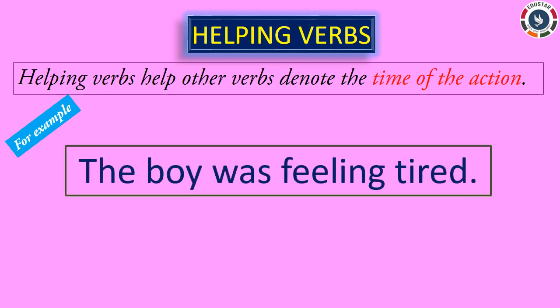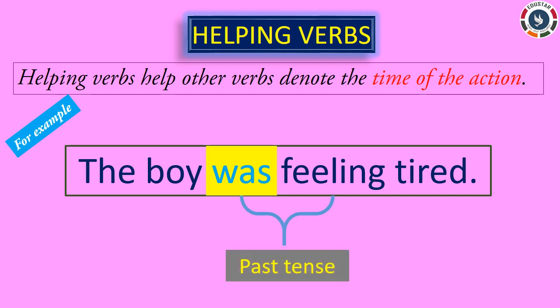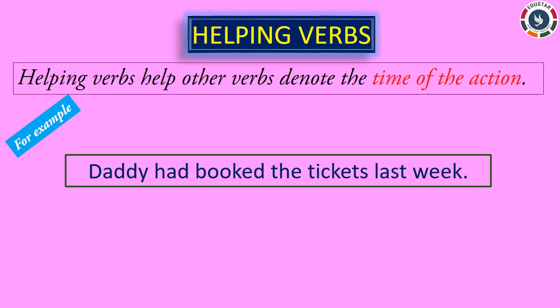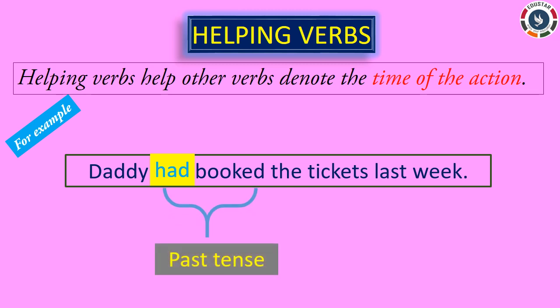The boy was feeling tired. The helping verb was is used with the main verb feeling to denote an action that was taking place in the past moment. Daddy had booked the tickets last week. The helping verb had is used with the main verb booked to denote an action that was completed in the past time.